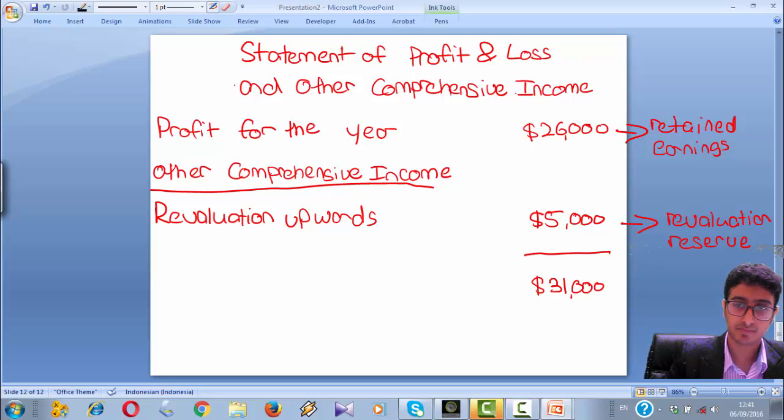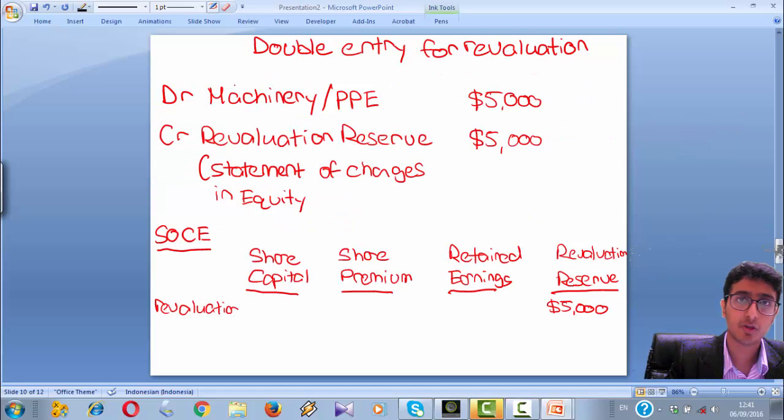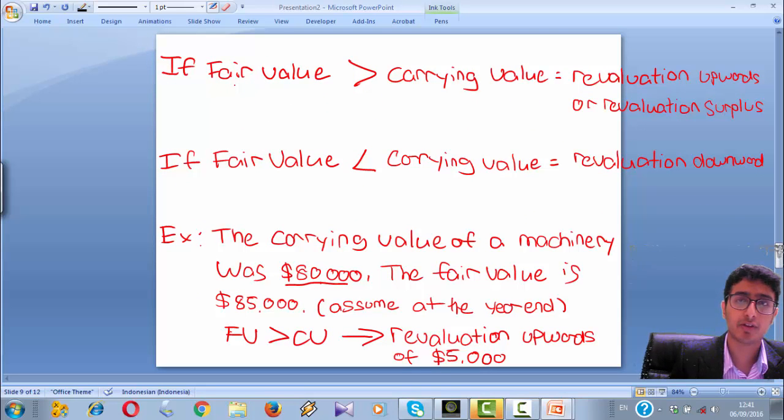Let us review again. If the fair value is greater than the carrying value, this is what we call a revaluation upwards. If my fair value is less than my carrying value, this is what you call a revaluation downwards. Now, with this example, I explained that there is an increase in a revaluation. The value of the asset has gone up by $5,000. This means this is a revaluation upwards. Why? Because my fair value is greater than my carrying value.